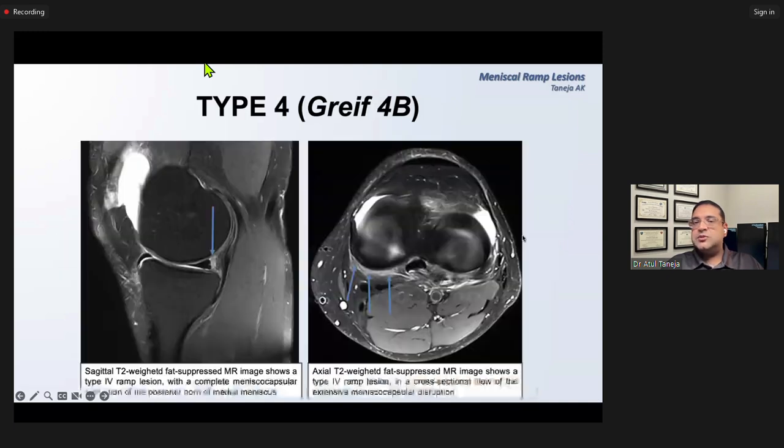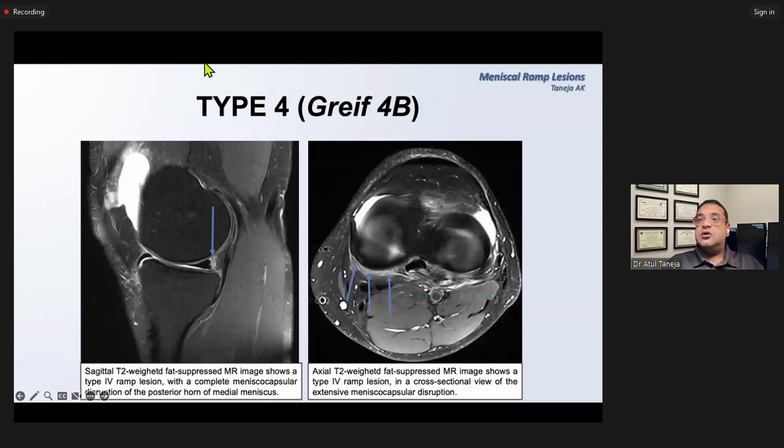So the tear will be at this attachment. All right, so we have a gap. You guys can see this. There is a gap. The meniscus is far from the capsule. We have fluid and edema. On axial, you can see this extension, how long it extends.